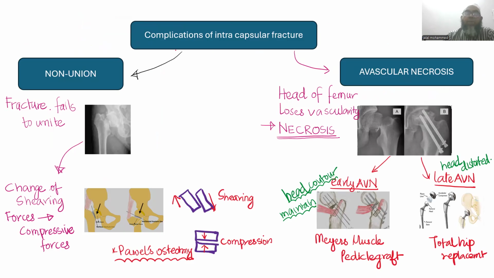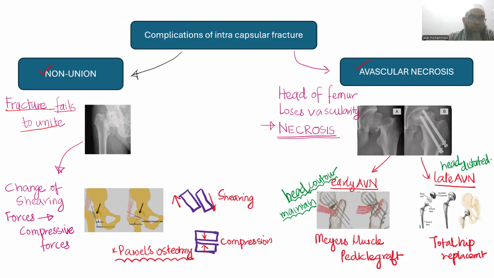Then what are the complications of intracapsular fracture? We have two very important complications, that is non-union and avascular necrosis. What is non-union? Non-union is when the fracture fails to unite, but the vascularity is intact. Vascularity is intact, but the fracture fails to unite.